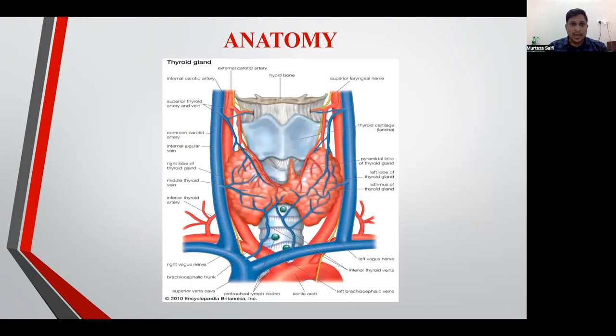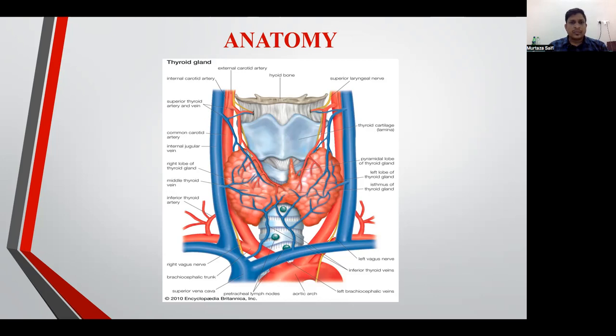Now this is the basic anatomy of the thyroid. It is complex, as all the structures in the neck are very challenging to operate on. You can see the external carotid artery giving rise to the superior thyroid artery and vein. Accompanying the external carotid artery, there is the internal carotid artery, and by the side you can see the internal jugular vein.